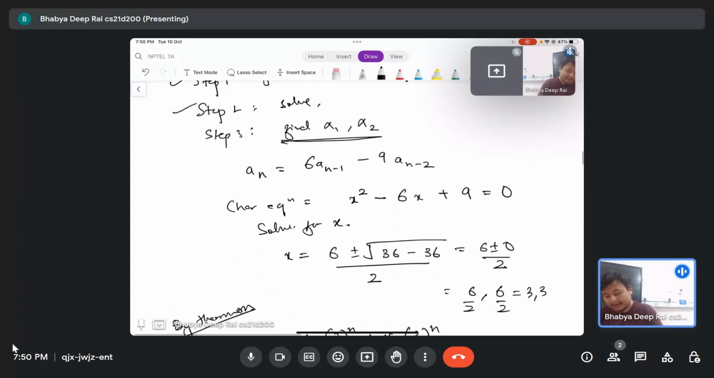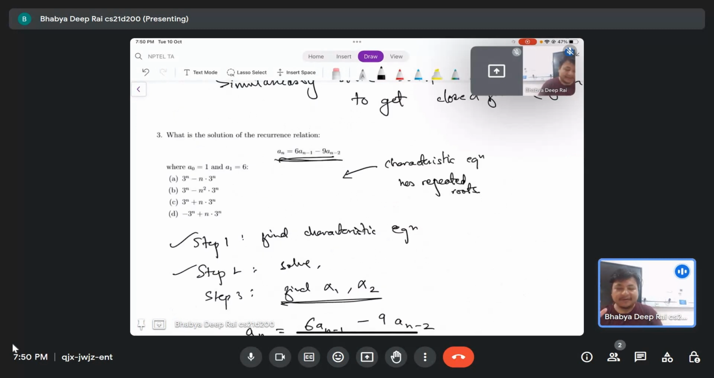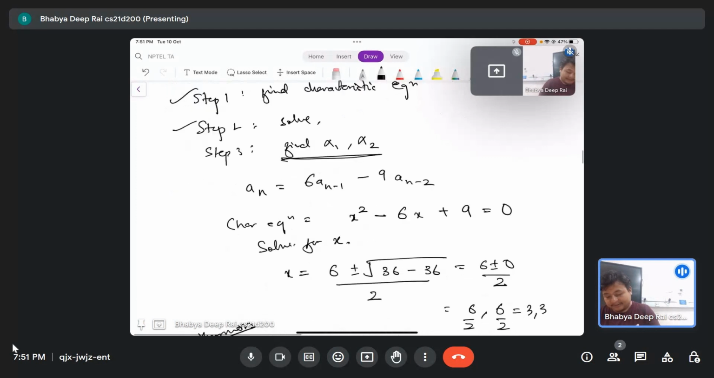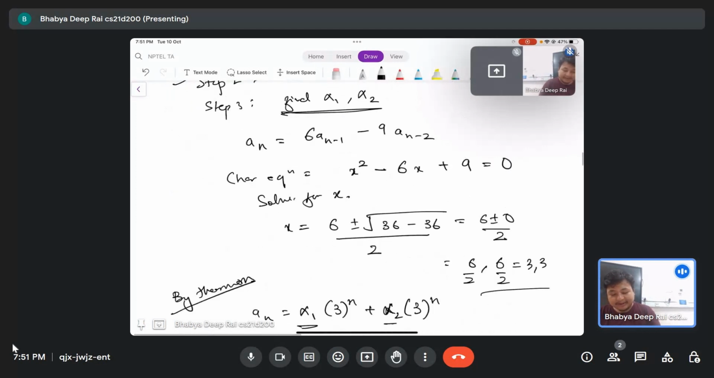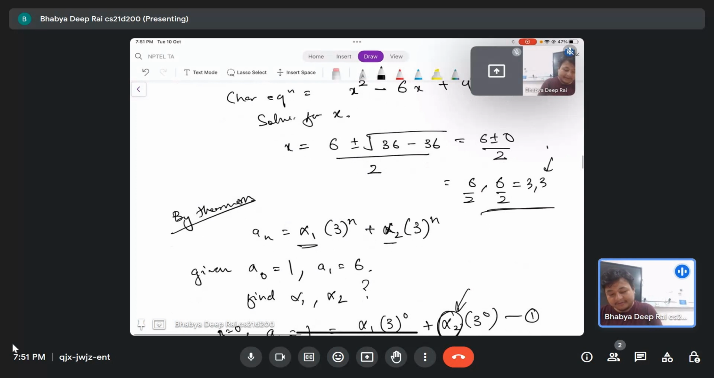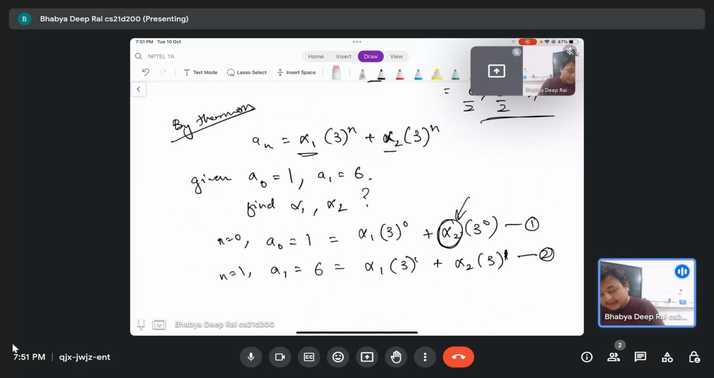Just to repeat, the question says the following: find the solution of this recurrence relation, with these initial conditions. We did all the steps and found the characteristic equation to be the following, with 3 and 3, and thus we have repeated roots. The usual theorem would tell us to do what is shown here, but in the case of repeated roots, there will be an additional n factor.